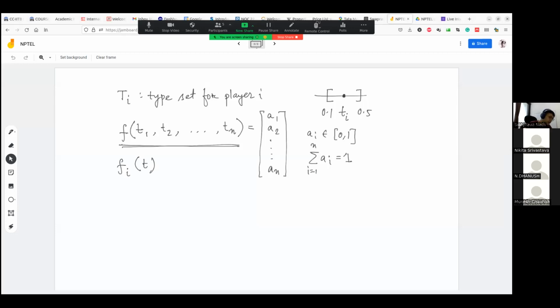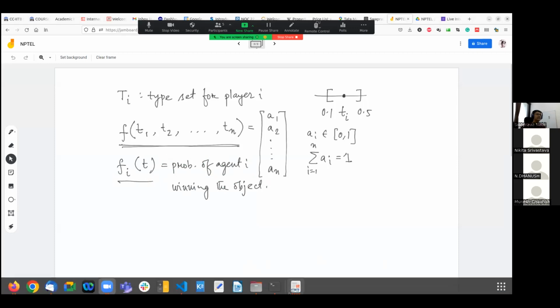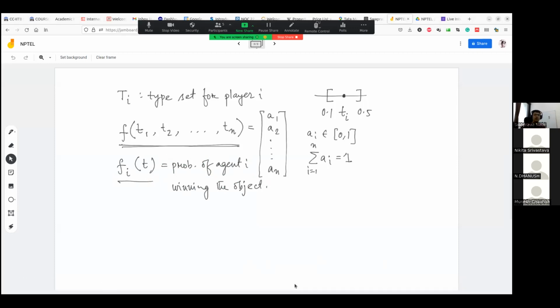So fi of t essentially denotes the probability of agent i winning that object, or winning the auction. Quite naturally, if you take the sum over all i's of fi(t), that will definitely be equal to 1. Okay, so this is the setting. This is the premise that we are working in.